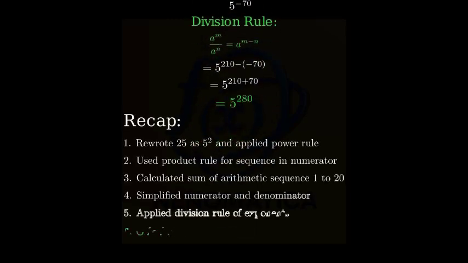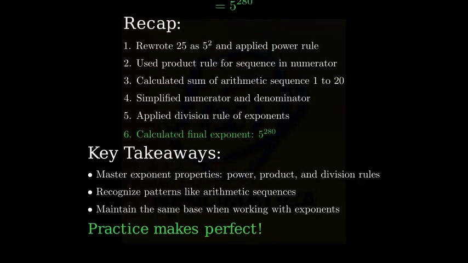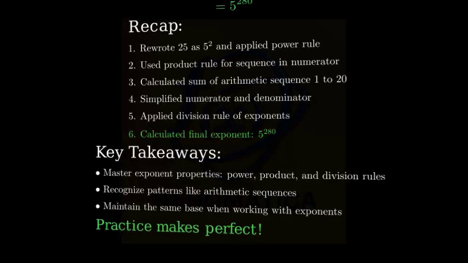Let's quickly recap what we did. First, we rewrote 25 as 5 squared and applied the power rule. Then we used the product rule to combine the sequence of powers in the numerator. We calculated the sum of the arithmetic sequence from 1 to 20. After simplifying both numerator and denominator, we applied the division rule of exponents. Finally, we calculated the resulting exponent to get our answer, 5 to the power of 280. This problem showcased several important properties of exponents: the power rule, the product rule, and the division rule. It also demonstrated how recognizing patterns like arithmetic sequences can help simplify complex expressions.